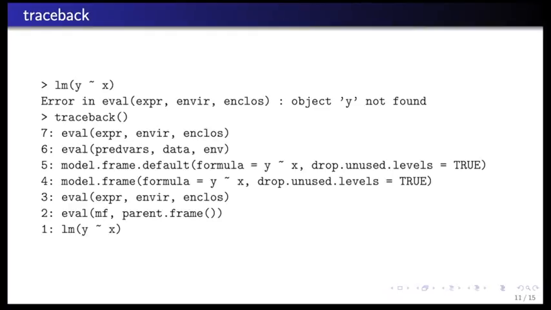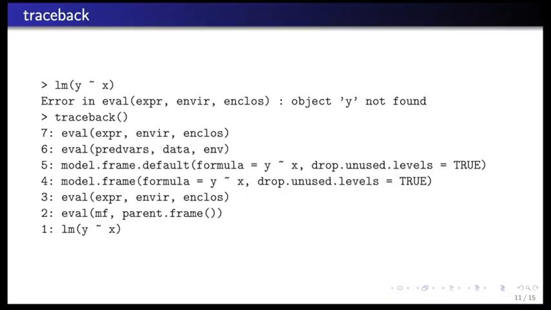Here's a slightly more interesting traceback. So I called lm, which is the linear modeling function. I said y tilde x. So y tilde x, they don't exist. And so I'm getting an error. It says y cannot be found. Where did that error occur? Well, actually, it occurred 7 levels deep.